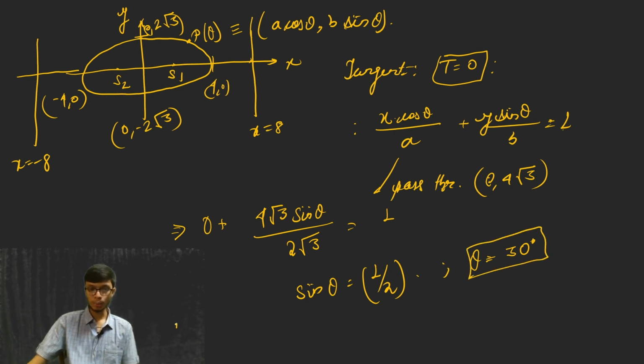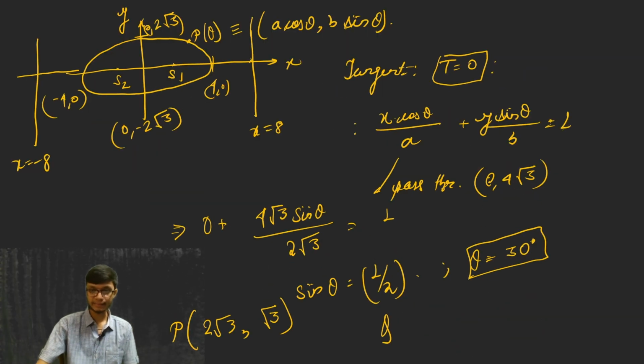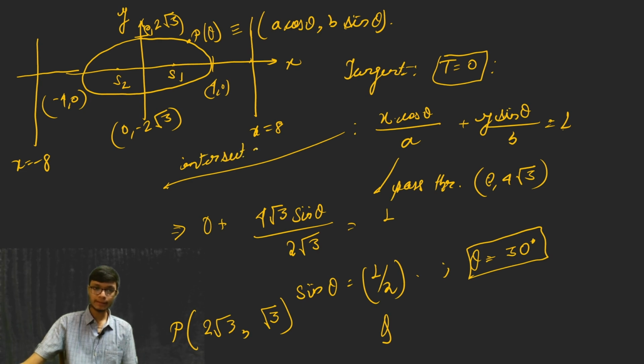That means I will get the value of point P as a cos theta, that is 4 into cos theta, which is 4 into root 3 by 2. That will give me the point P as 2 root 3 comma, and b sin theta will give me the coordinate root 3. So the P coordinate is 2 root 3 comma root 3. Also for the Q coordinate, Q is the point where this tangent intersects the x-axis. So for intersection at the x-axis, you have to put y is equal to 0.